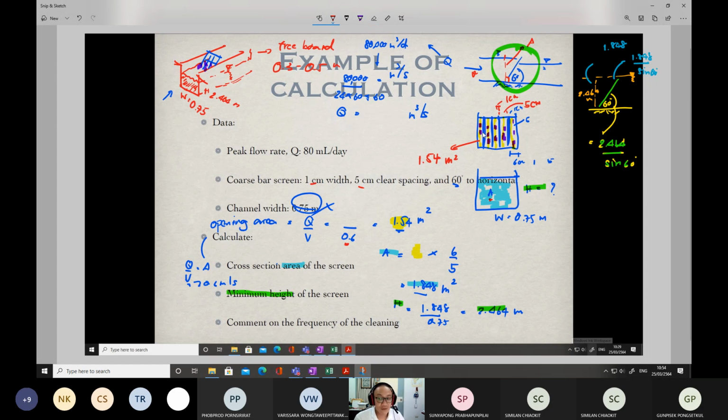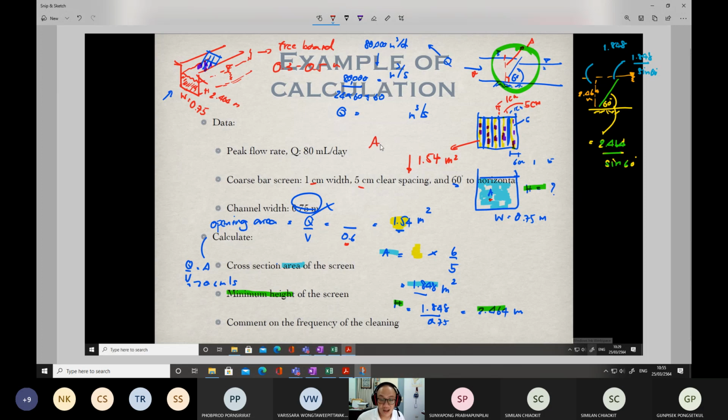But if the screen gets clogged by trash, the opening area will definitely be reduced. Normally, we'll clean whenever the area gets clogged by 50%.